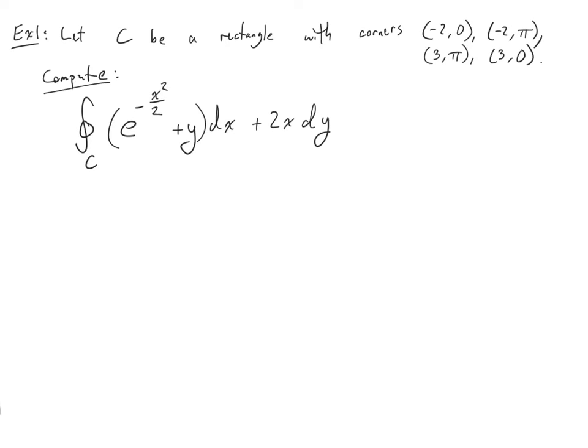Okay, for our first question, I'm going to let C be a rectangular path whose corners are (-2, 0), (-2, pi), (3, pi), and (3, 0). And so it's going around this rectangle counterclockwise. So let's just make that clear. I'm always going to use counterclockwise.